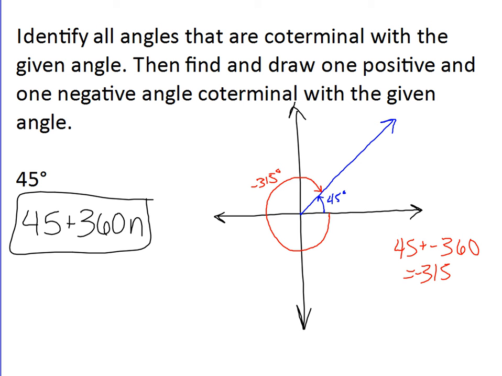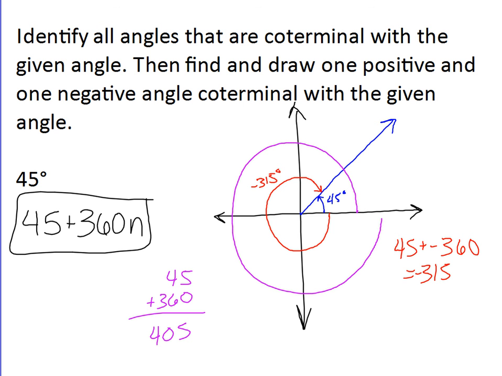But we also need to find a positive coterminal. To do that, we can just do 45 plus 360. And that would be 405 degrees. So we still start at the x-axis, we still go counterclockwise, but we go past it and then we stop when we hit it the second time. So that would be 405 degrees as our coterminal.